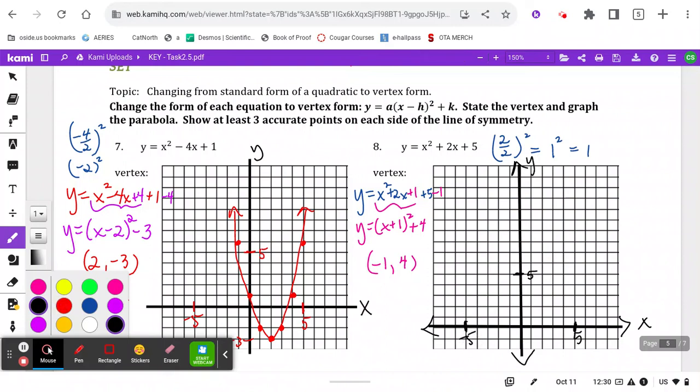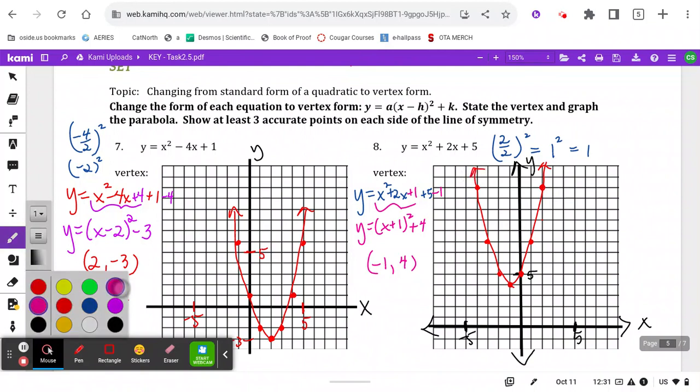Okay. Go put a dot at the vertex, at negative 1, 4. And then this one is also parent stretch, out 1 up 1, out 2, up 4, out 3, up 9. Let me double check my counting. 1, 1, 4, 9. Connect it.